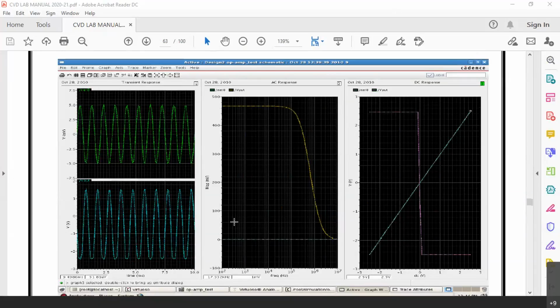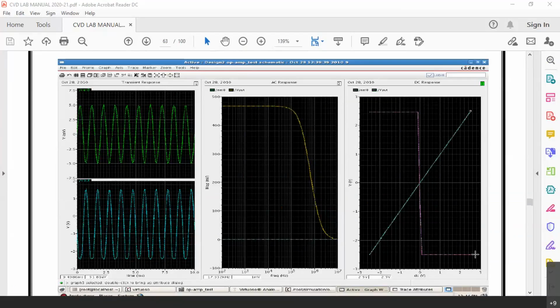Fine. That is about AC response. At the left side, you are seeing transient response. In the middle, you are seeing AC response. At the right side, you are seeing a DC response or the transfer characteristics. So from minus 2.5 till plus 2.5, when we move our input, here you can see the output has remained up to plus 2.5 to some extent. Then suddenly there is a steep downfall and it is coming down to minus 2.5.